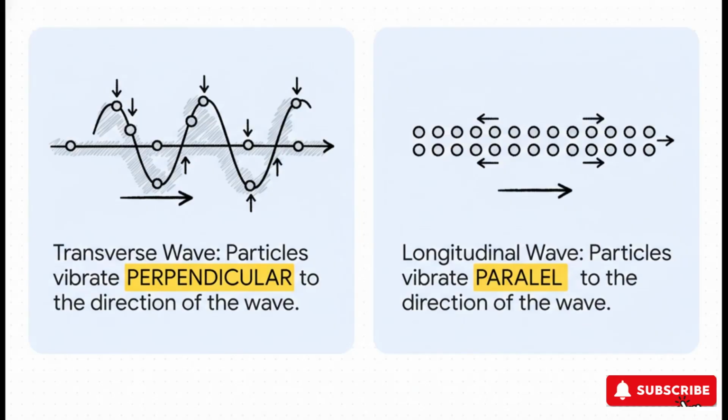So, the crucial point here, the thing you've got to remember, is the direction of that vibration. In a transverse wave, the little particles of whatever the wave is moving through move perpendicular, that's a 90-degree angle, to the direction the energy is actually traveling. But in a longitudinal wave, the particles just vibrate back and forth parallel to the direction of the wave. That right there, that's the key distinction.